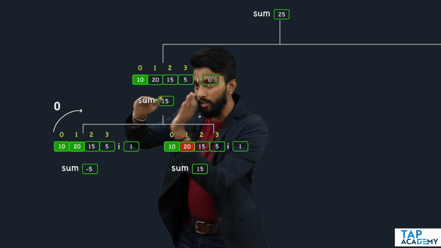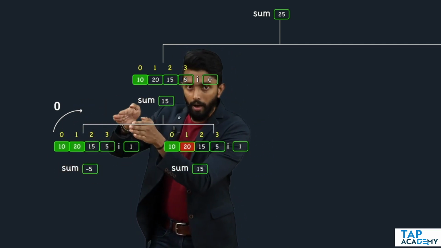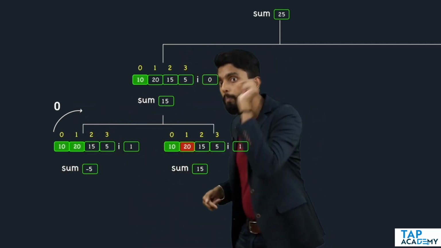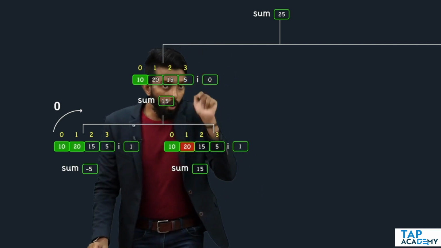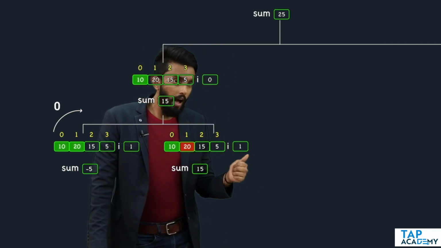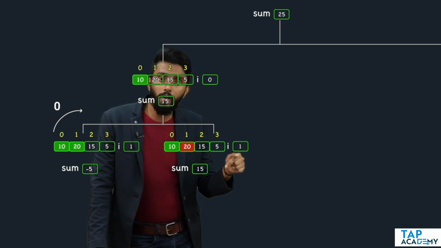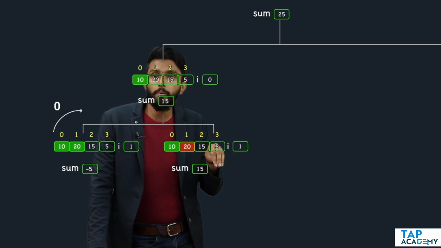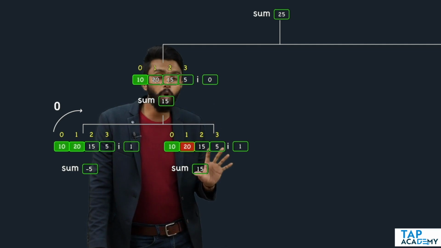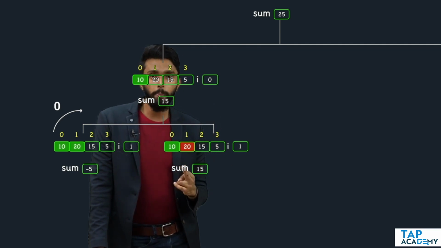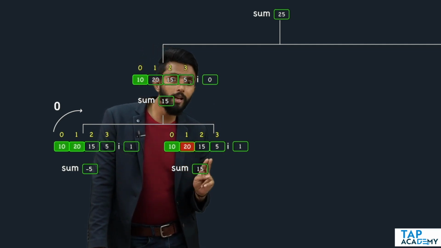Now you came back here. This side is over, you hit the base. You came back here. Now this side is there where you're not picking 20. If you don't pick 20, then i value is 1. Sum will be 15 only. I will not change sum. Only if I pick, I should subtract it. So sum will be 15 only. I'm not picking. Great. 10 you picked, 20 you didn't pick. Now next element.